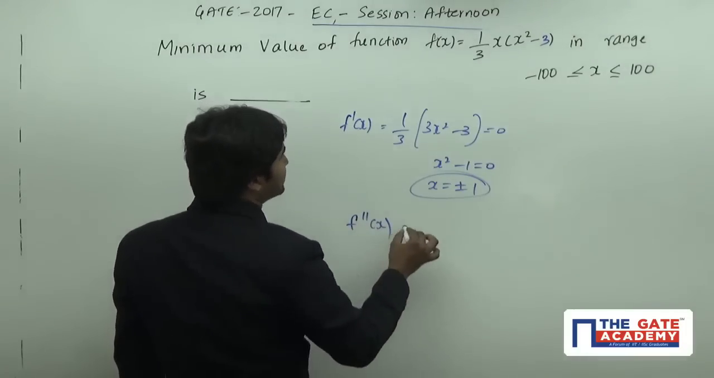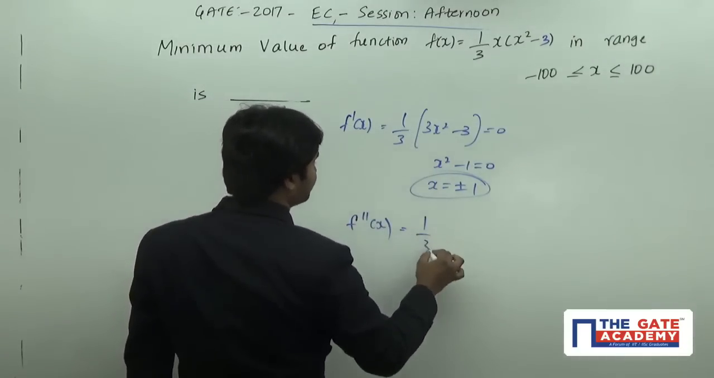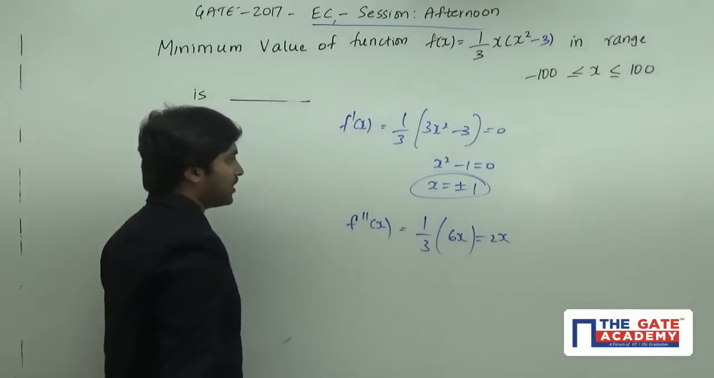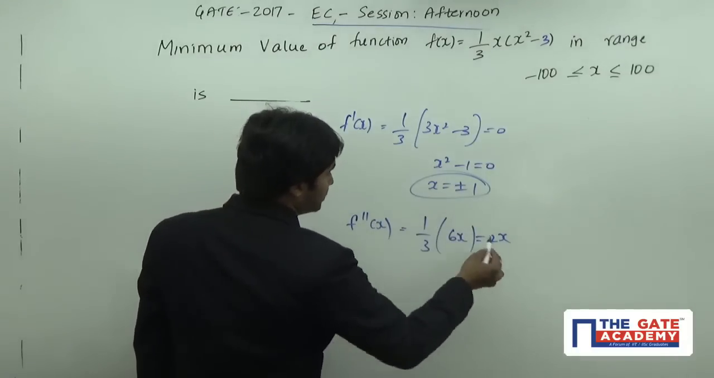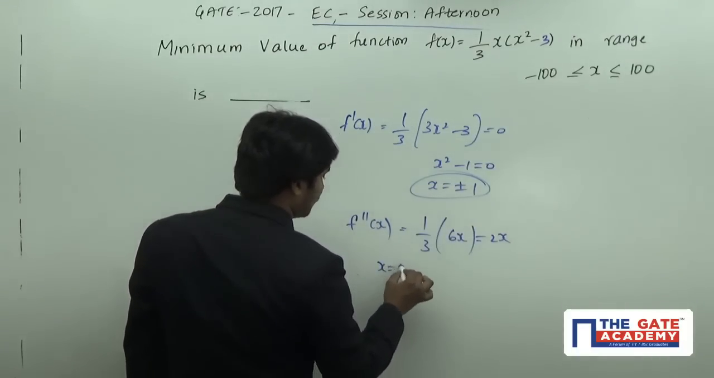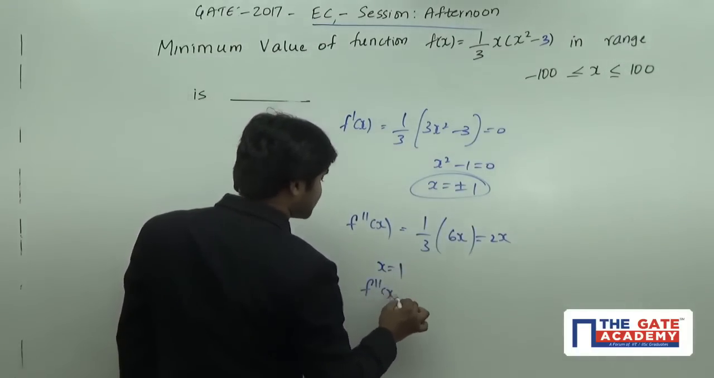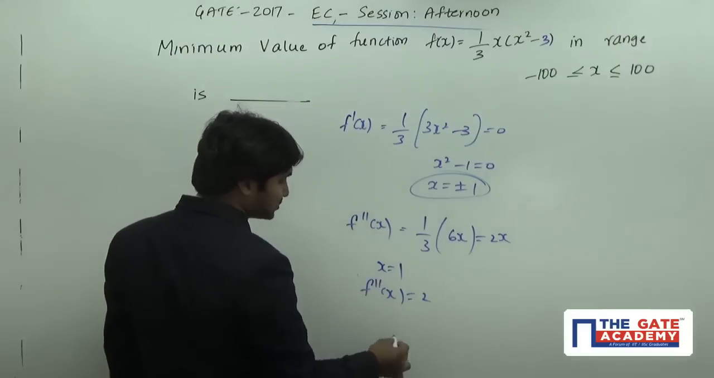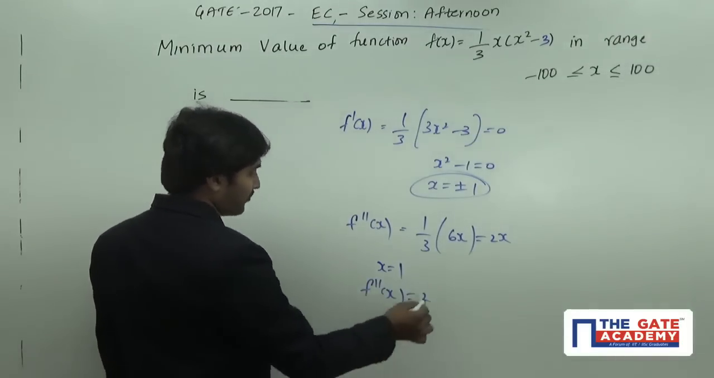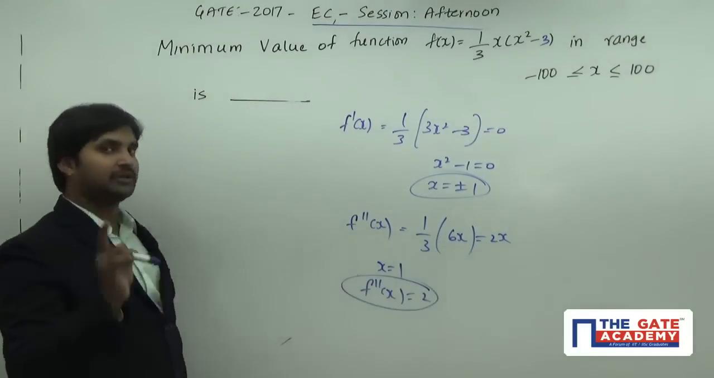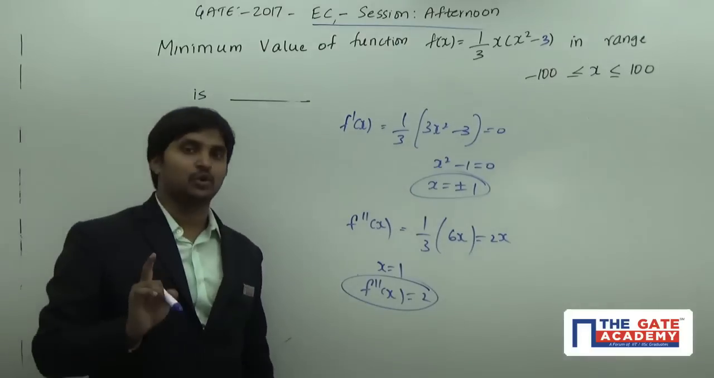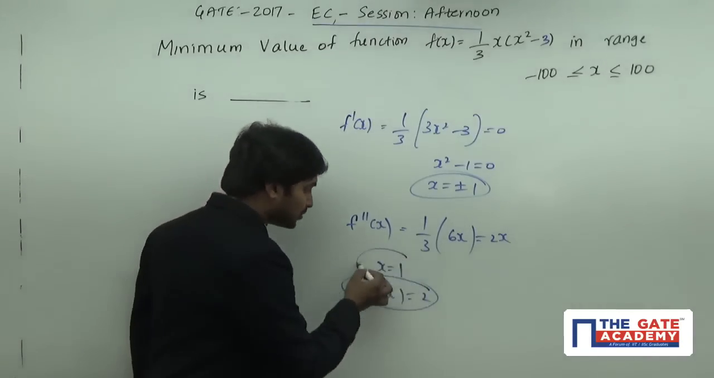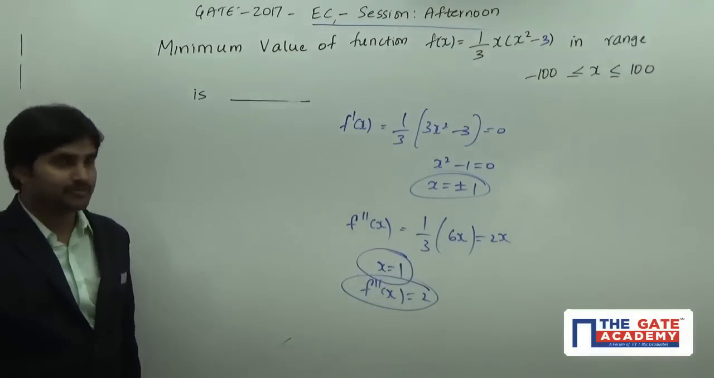So f double dash of x is equal to 1 by 3 into 6x, so this is equal to 2x. If you put x is equal to 1, then the value of f double dash of x is equal to 2. If you put x is equal to minus 1, the value will be equal to minus 2. We want this particular value because in the case of minimum, the value of f double dash of x is always greater than 0. So this is what I want. So at this particular point we're going to have a minimum.